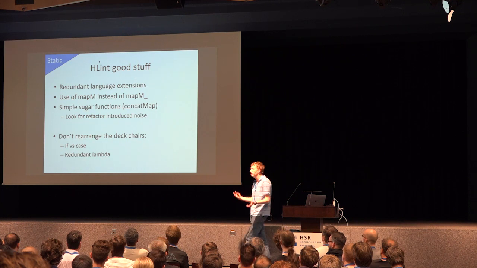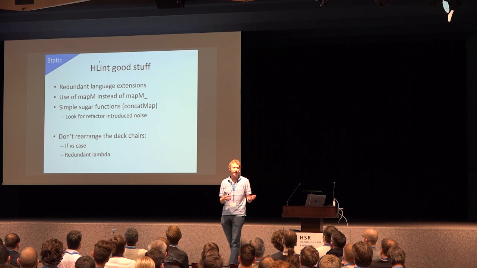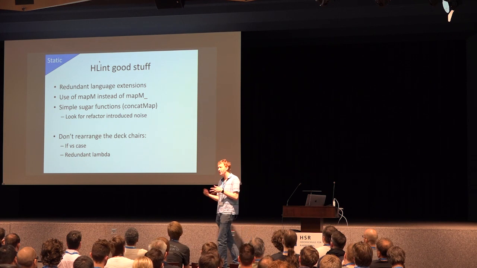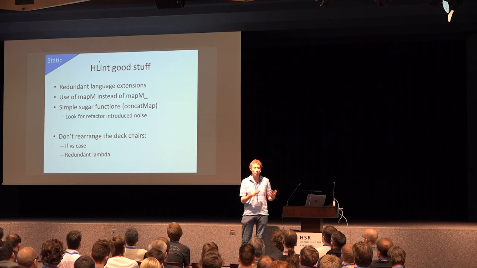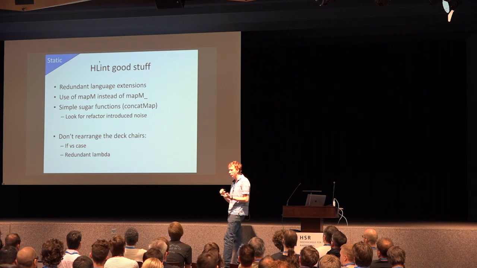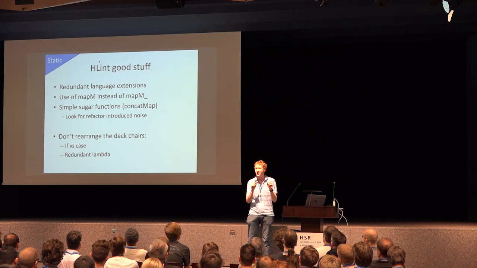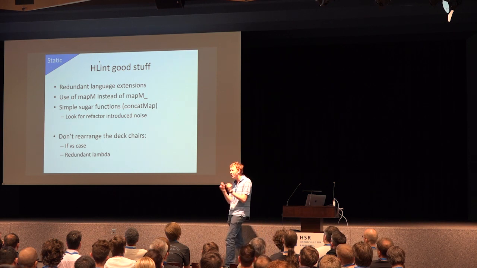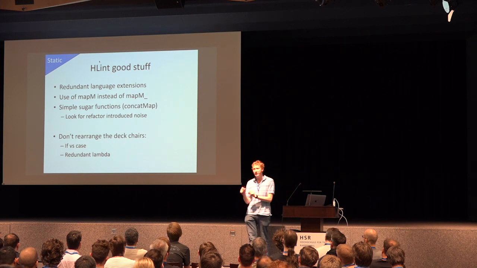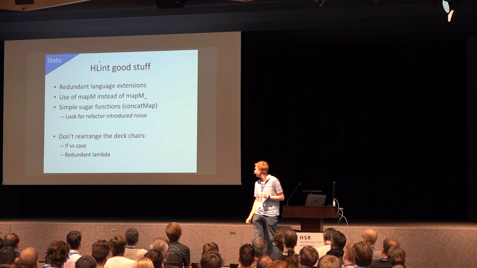HLint does lots of stylistic things, like here's a redundant lambda, this do isn't needed. Lots of things that are nice as a maintainer to have, but not great for contributors to produce. But some of the good stuff it does is removing redundant language extensions. GHC has a flag to remove redundant imports, and in my opinion, it really needs one to remove redundant language extensions. But it doesn't have it. So HLint is kind of the missing piece that GHC should probably get itself.